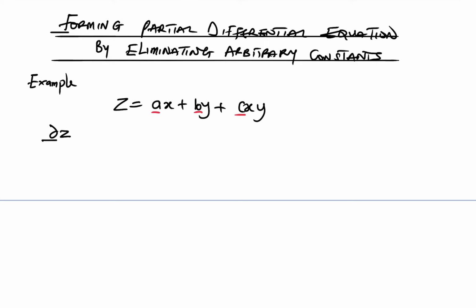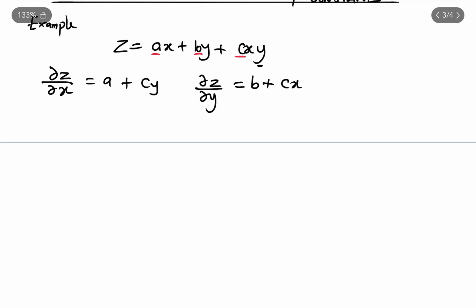So partially. When we differentiate with respect to x, A becomes 1 and the x remains, so the constant remains, plus cy, because y is going to be 0. There is no x there. So when we differentiate partially with respect to y, this is also going to be b plus cx, because y is also going to be differentiated. It's going to give us a constant.